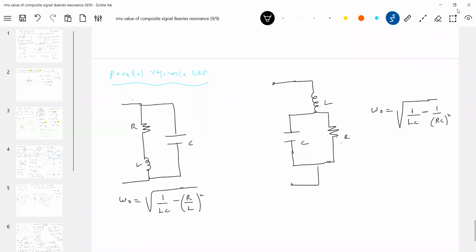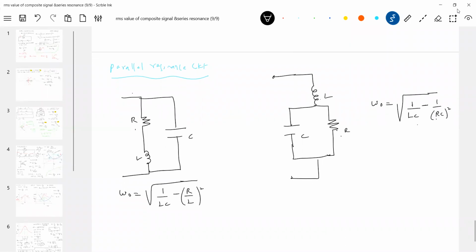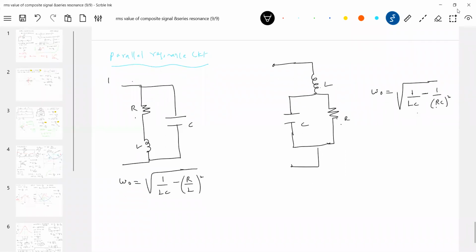If R is very high, it becomes negligible. It'll become like 1 by root LC. If R is very low, then what will happen? 1 by root LC. That is the parallel resonance circuit. And we have the series resonance circuit. Let me put that also here, so that it will be easy for you.